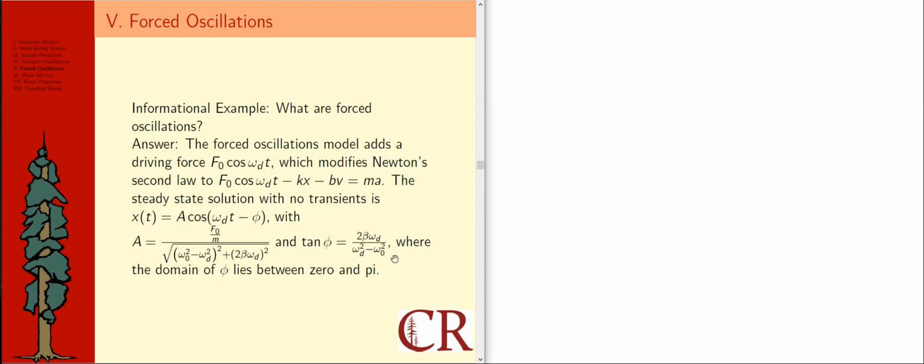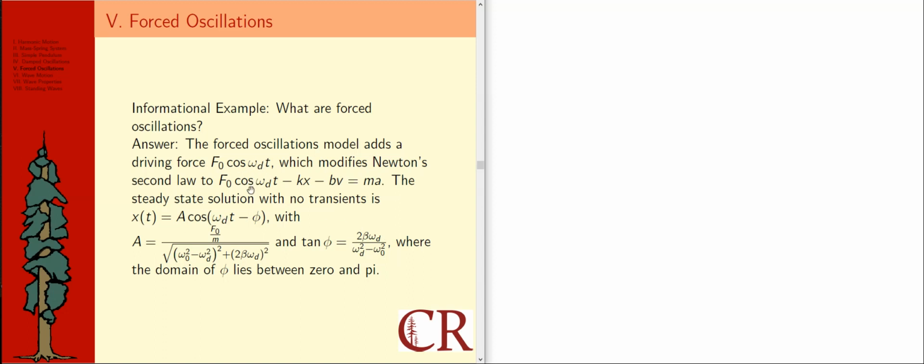I don't think everything is being shown here though, because omega naught, for example, is still following the definition to be square root of k over m. That's something we saw briefly in the previous topic. This omega d, of course, is the driving frequency.